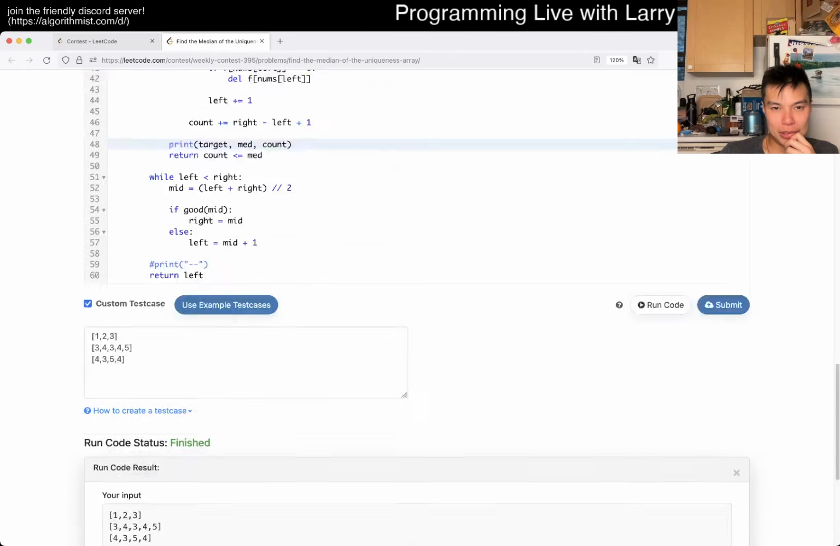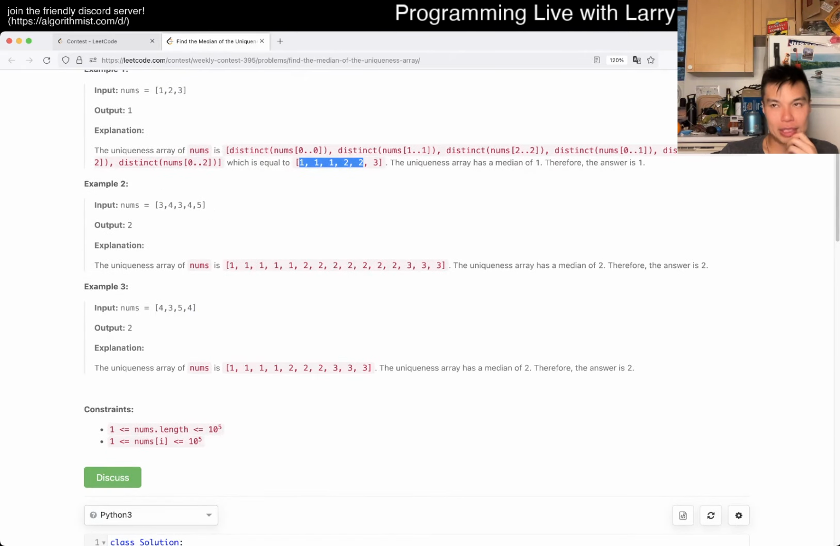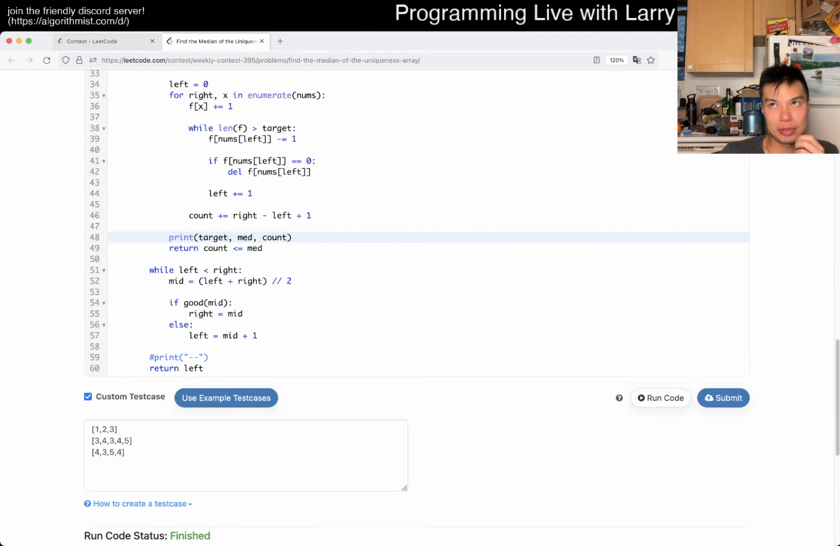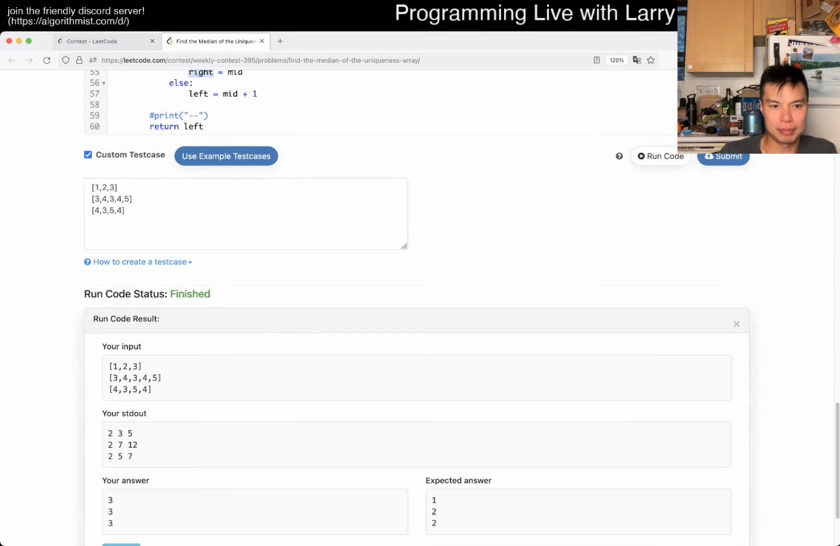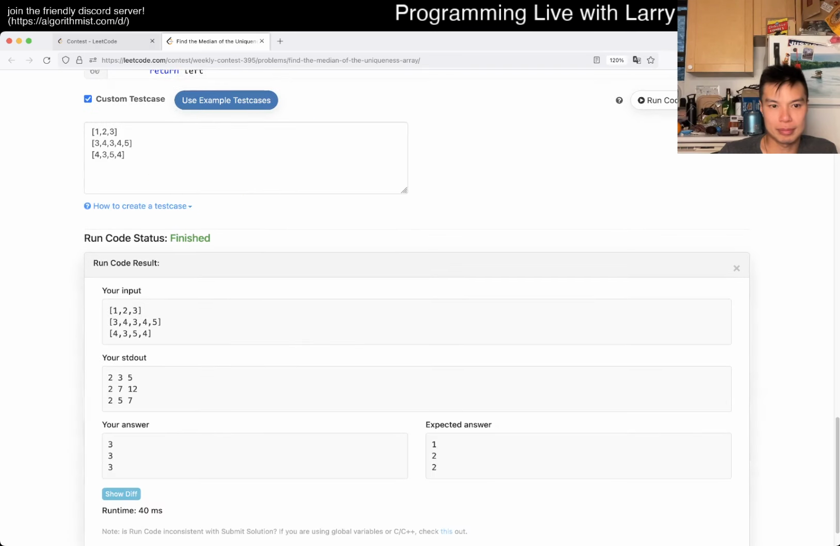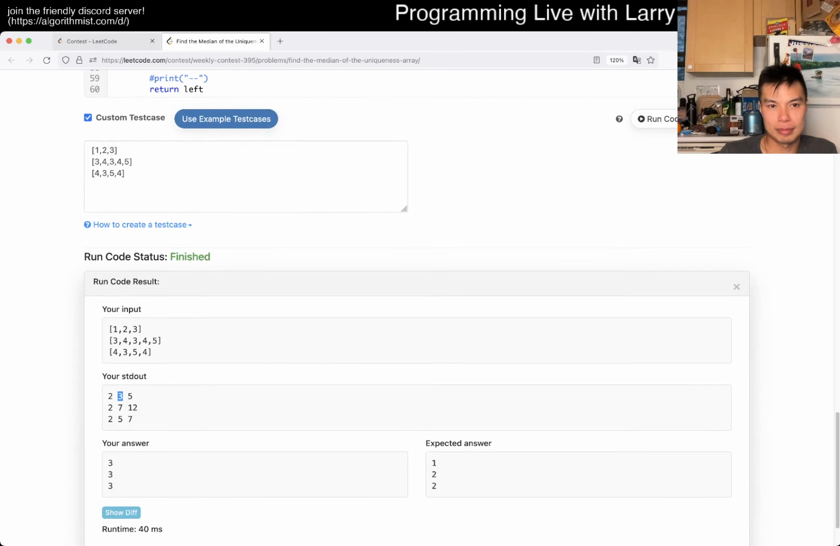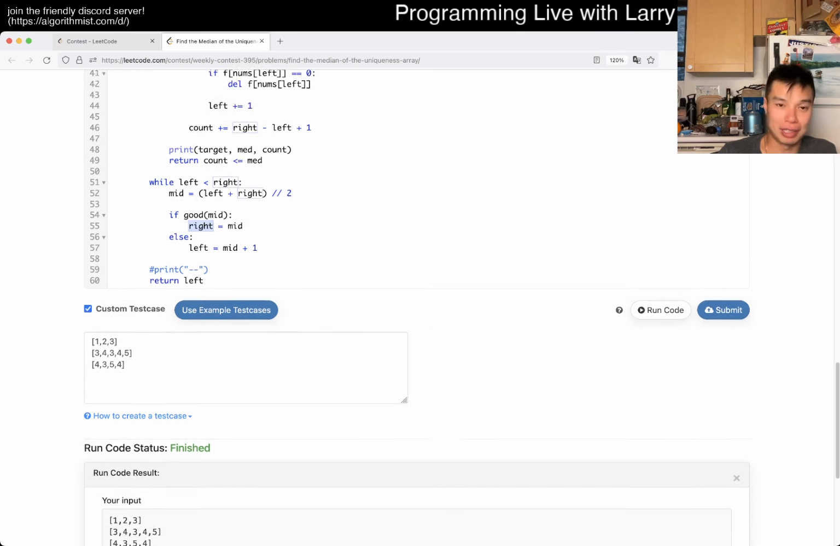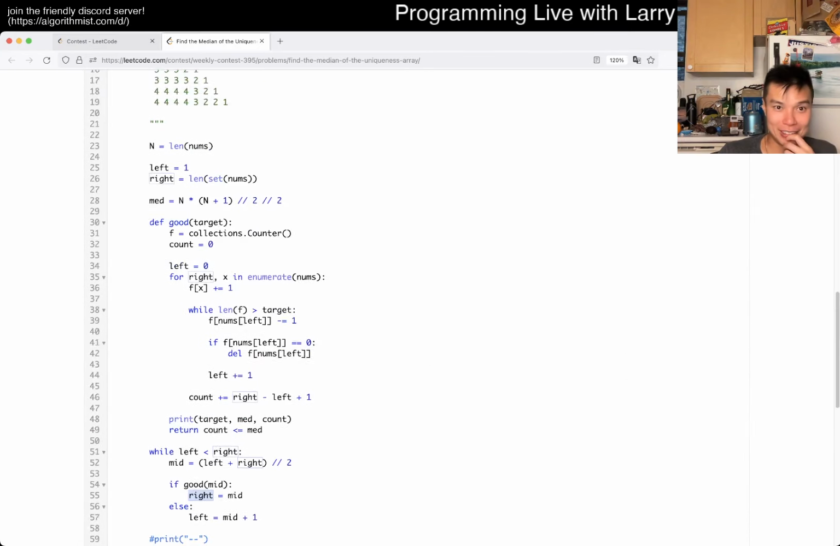So for 2, it returns 5 because there's 5 things that are okay. So that means that if it's good, we actually want to try a smaller number, right? Wait, what? Am I just like bad at binary search? I don't know, maybe my brain is fried today.